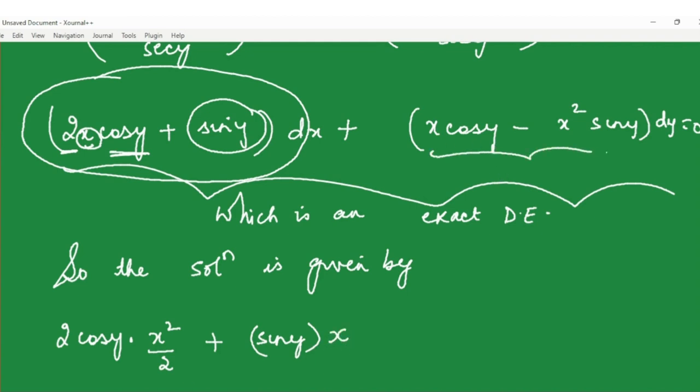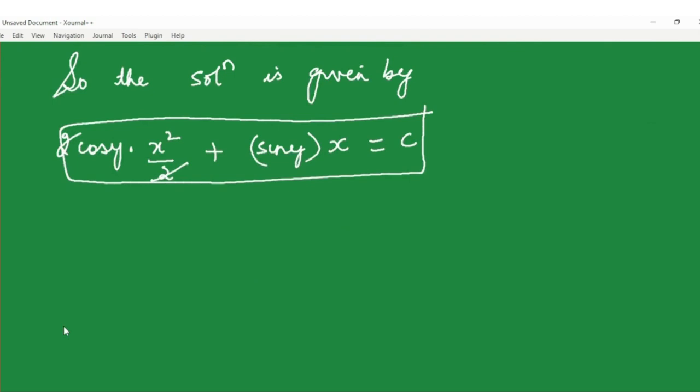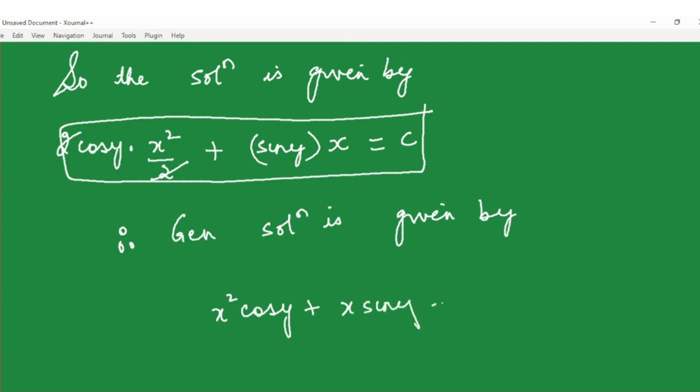Now from here you have to pick those terms of N which are independent of x. Now this very much involves x, this very much involves x, so that means N star is 0, there is no contribution from N, and according to the procedure the final solution is given by this, and obviously this 2 cancels, and the general solution for the equation is given by x square cos y plus x sin y equal to c. So that's how we solve non-exact differential equations.